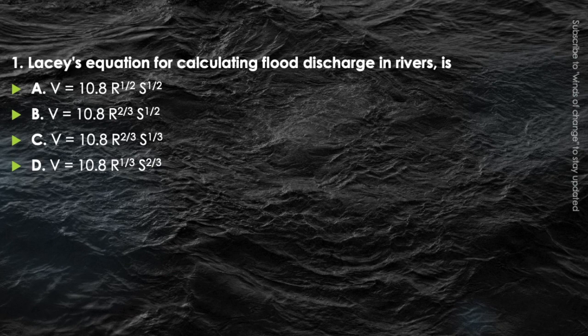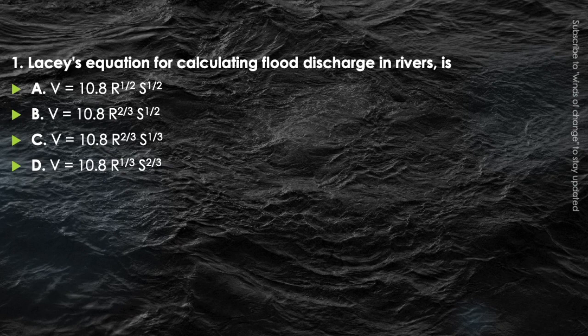Lacey's equation for calculating flood discharge in river is: V equal to 10.8 R raised to power 1 by 2 S raised to power 1 by 2, or V equal to 10.8 R raised to power 2 by 3 S raised to power 1 by 2, or option C, V equal to 10.8 R raised to power 2 by 3 S raised to power 1 by 3, or V equal to 10.8 R raised to power 1 by 3 S raised to power 2 by 3. Just think about it. If you know the formula, then only you can answer this question. So that's why you should know all the formulas of Lacey's equation related to canal design.